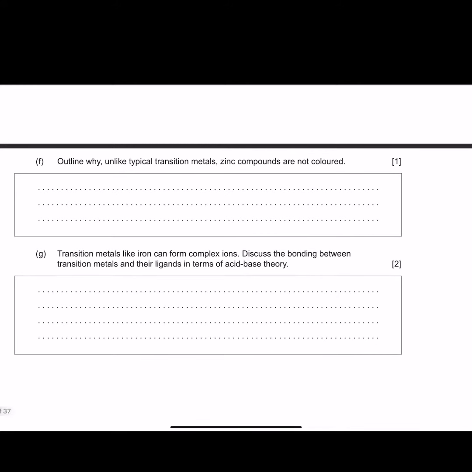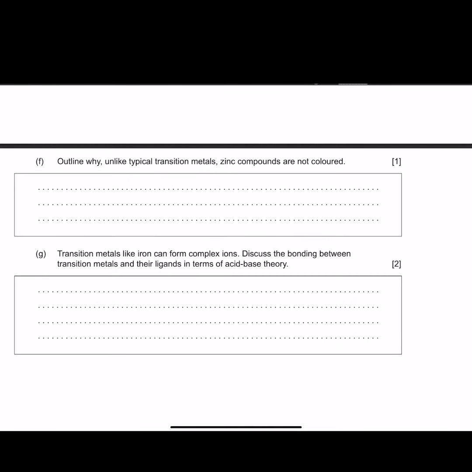Moving on to the next question. Unlike typical transition metals, zinc compounds are not colored. This is because Zn2 plus has a completely filled d shell. That is the reason it doesn't show any colors. For colors to show, you should have electrons in the d subshell. So, for example, anyone having 3d0 will not show colors, or if you have a fully filled d orbital.